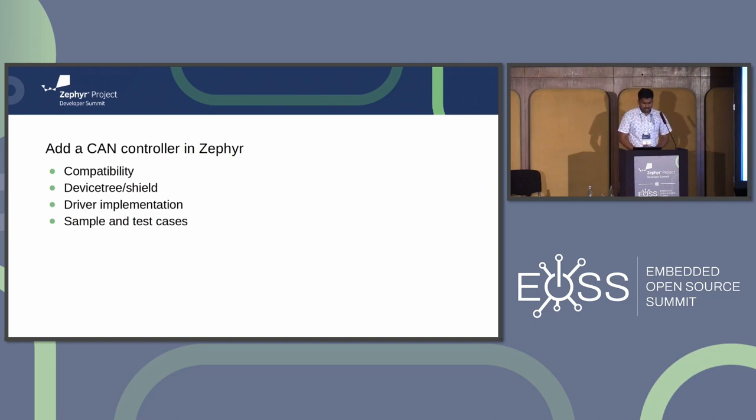So how do we add a CAN controller in Zephyr? First, we need to check whether there is an existing driver or not. If there is, then we can expand or adapt it; otherwise we need to write our own driver. For example, first we need to define a device tree node and then implement a driver. And if required, we need to write our own sample application and test cases.